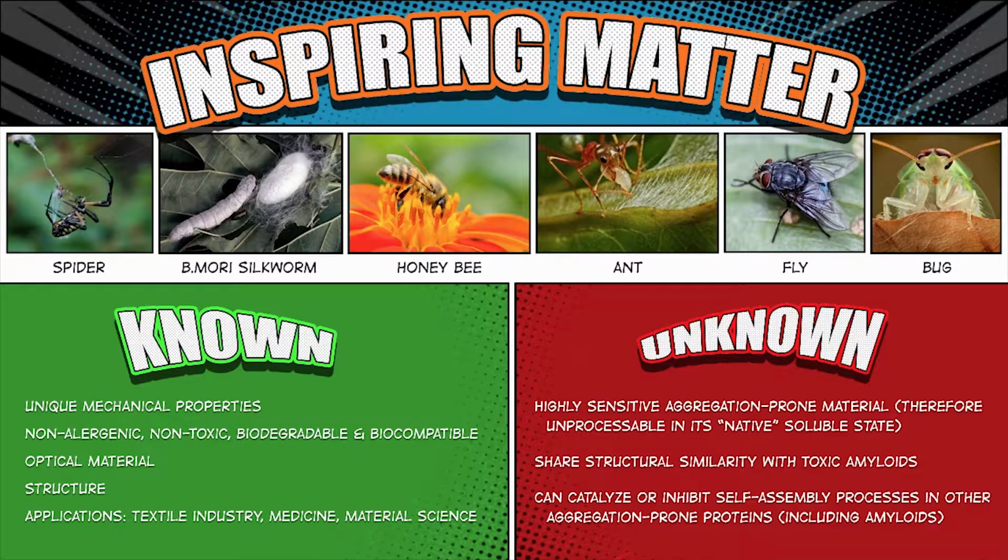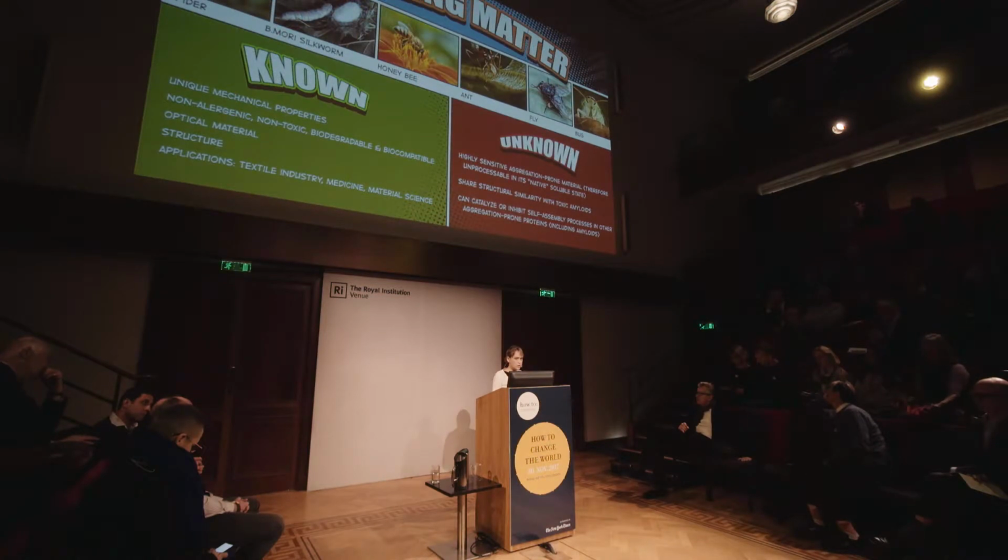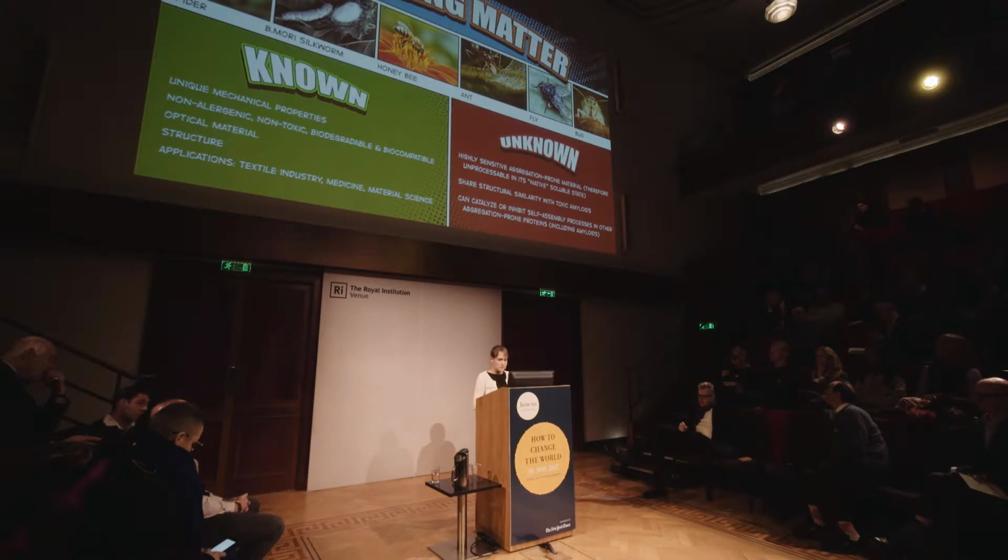We know the structure of the silk. However, what we don't know is this: silk extracted directly from the organ where the insects store it, a silkworm gland, for example, is highly sensitive and aggregation-prone material. So silk tends to aggregate and to form fibers within a second. And silk also shares structural similarity with toxic amyloids. It's almost identical. So the next question is whether we can use silk to get rid of the toxic amyloids.